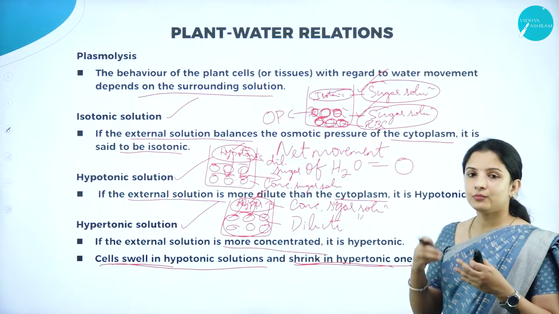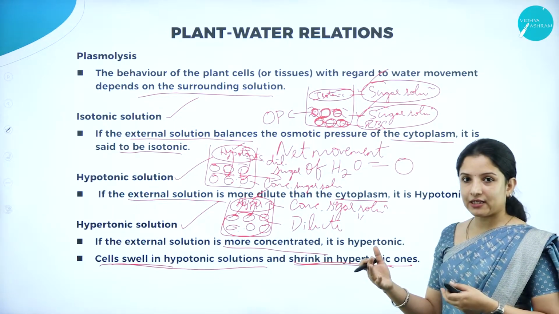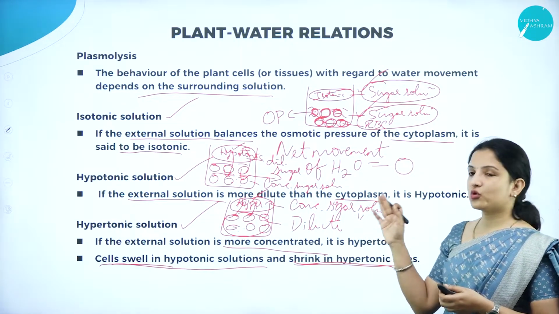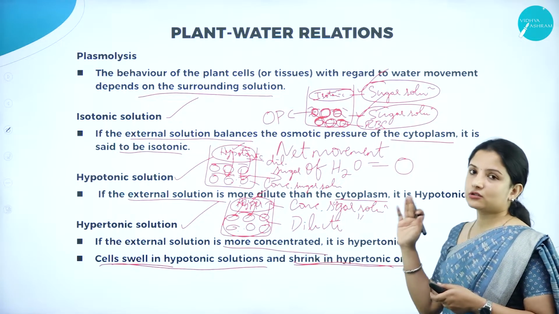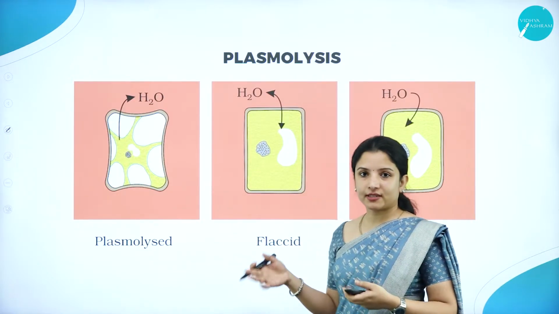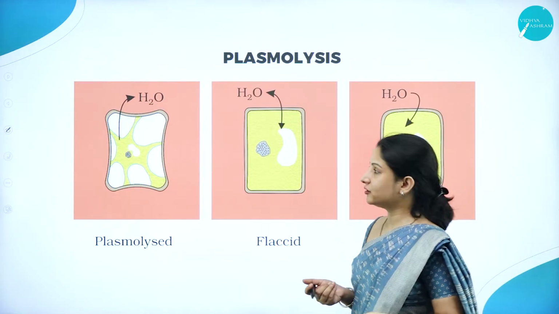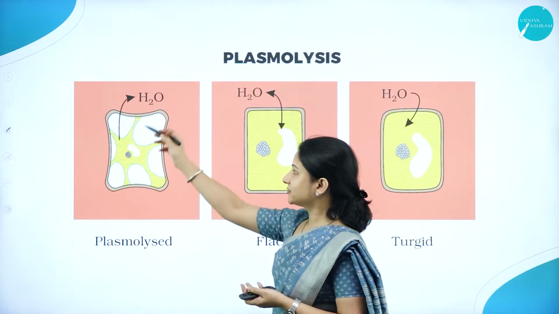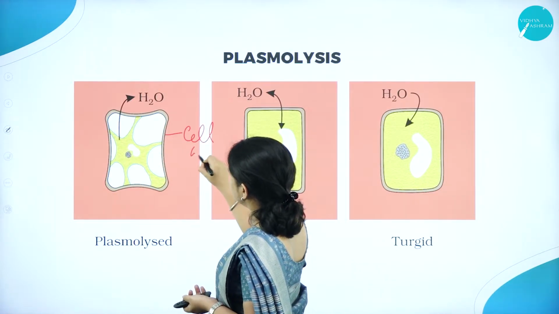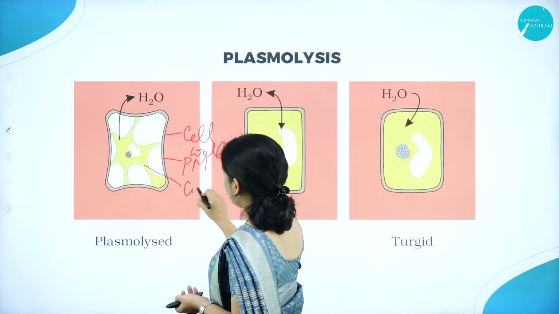solution. That is plasmolysis: how much water moves out of the cell depends on whether the solution is isotonic, hypotonic or hypertonic. So that is the concept behind plasmolysis. Here we shall study how the cells respond during plasmolysis when placed in different solutions. Say, for example, here there is a plant cell, wherein we know that the plant cell has the cell wall, the plasma membrane, then the cytoplasm.